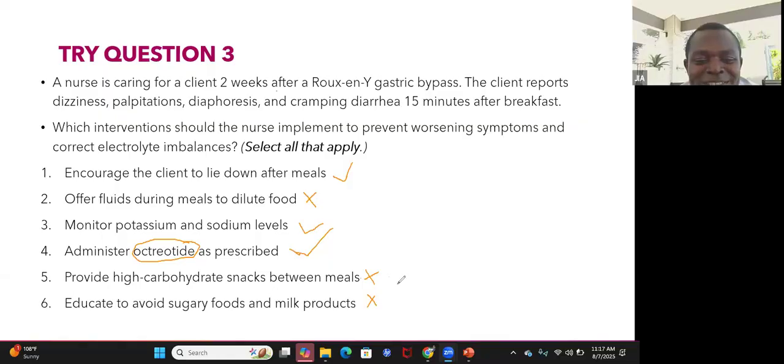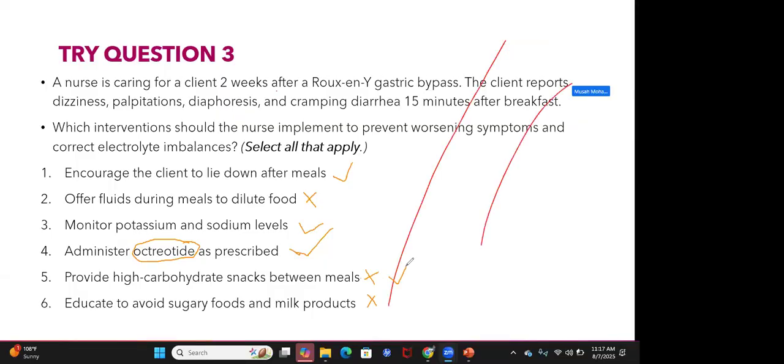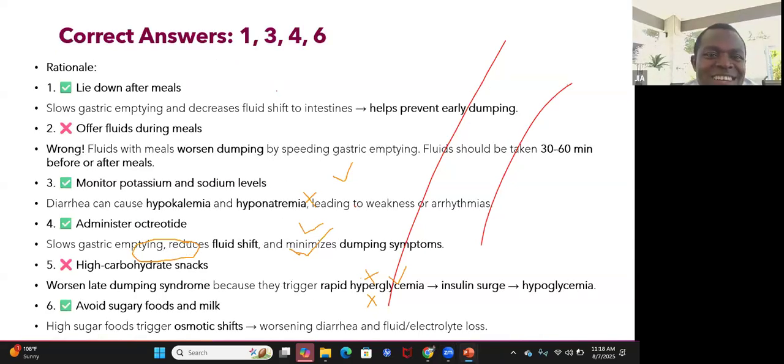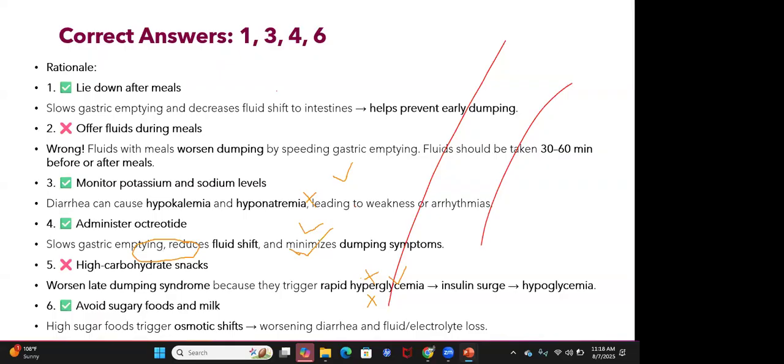Okay, so we have yes and no. Don't they mean complex carbohydrates? No, complex is not the same as high. The food should be low in carbohydrates. It should be low in carbohydrate and high in protein. Okay, I get it. That's our answers.